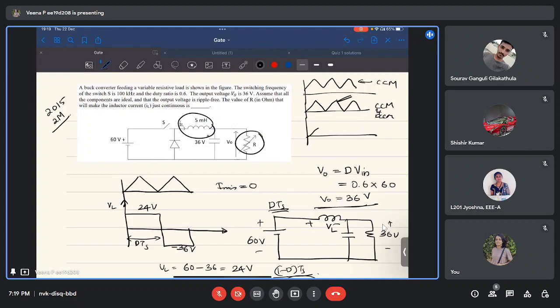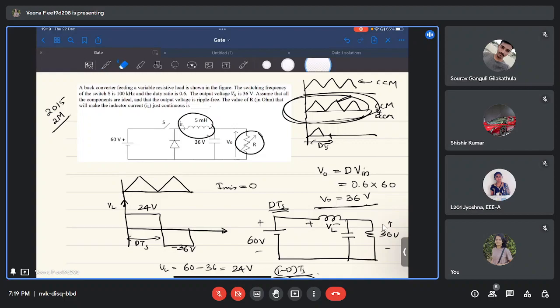Now DCM means the inductor current will become 0 before the DTS period gets over. This happens when the value of resistance is too high, so the current value will be limited. So we are asked to find the value of resistance when the inductor current is like this.